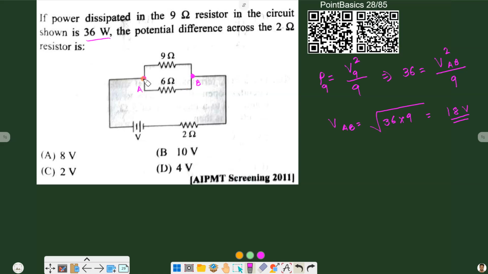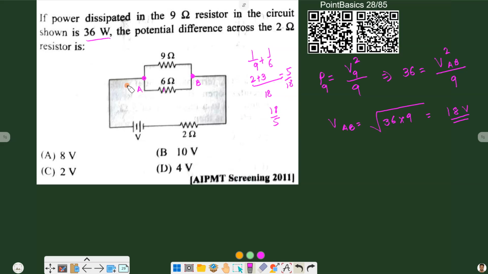So the value of potential difference between A and B is 18 volts. Now we know the potential between A and B. What we can do is find their combined resistance as a parallel combination. It will be 1 by 9 plus 1 by 6. So the LCM will be 18. 2 plus 3, 5 by 18, or 18 by 5.